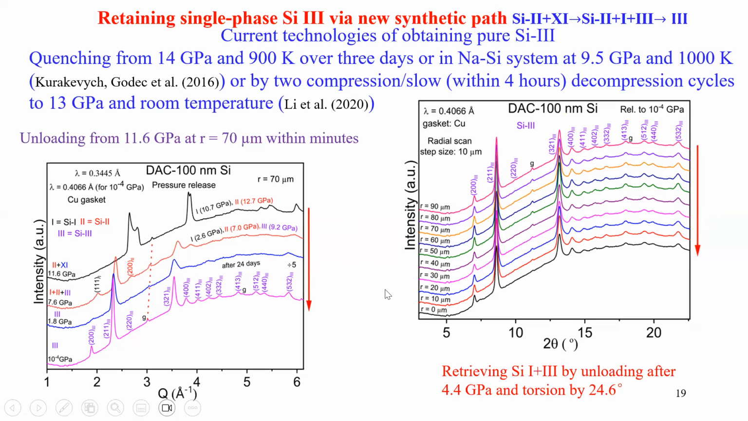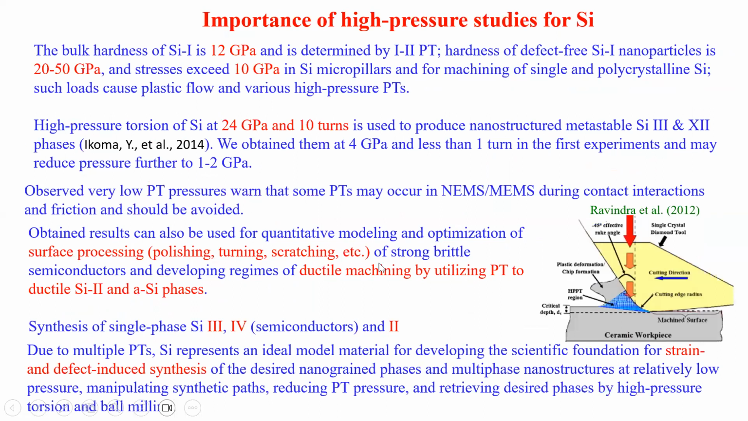So you see that with plastic straining, there is the possibility of manipulating synthetic paths. And this opens new opportunity for economic material synthesis. And also, two more potential applications of these results: the observed very low phase transformation pressure warns that some phase transformation may occur in NEMS, MEMS, during contact interaction, during friction, and they should be avoided.